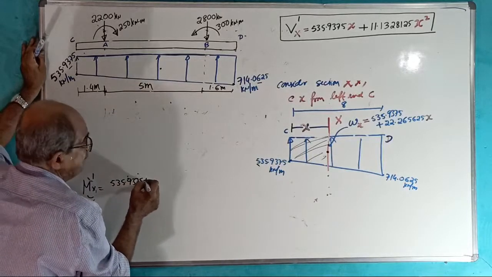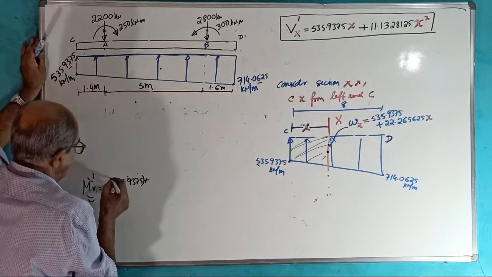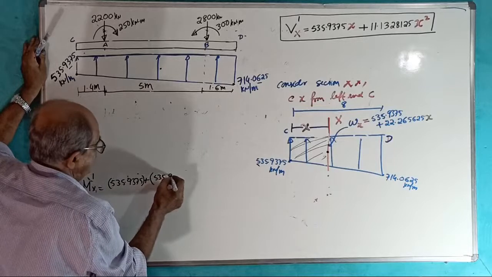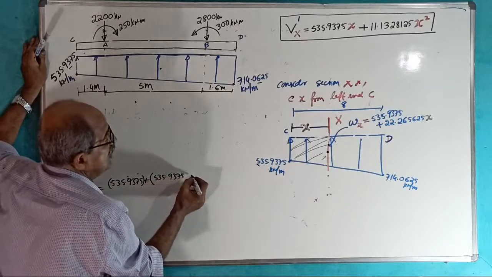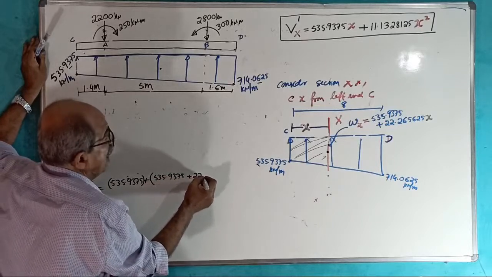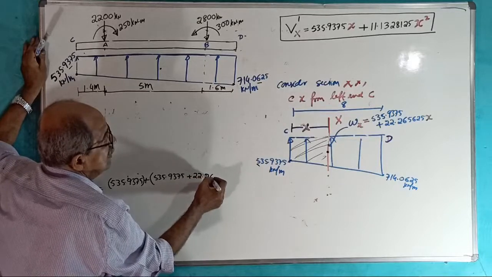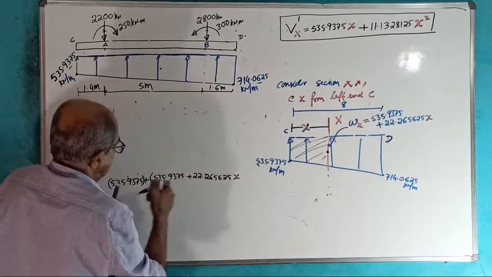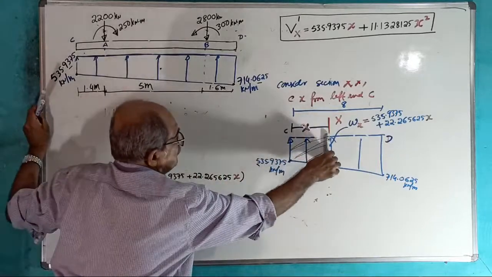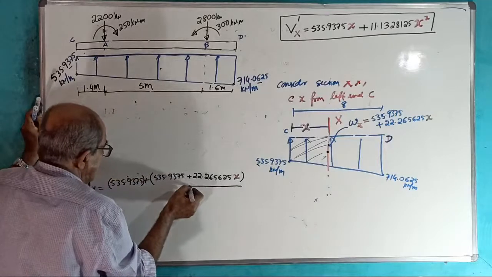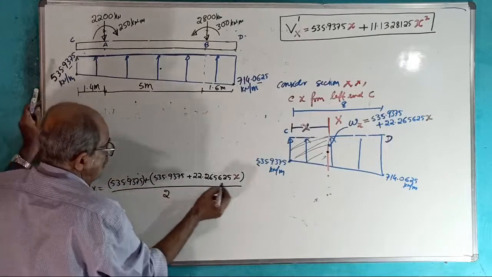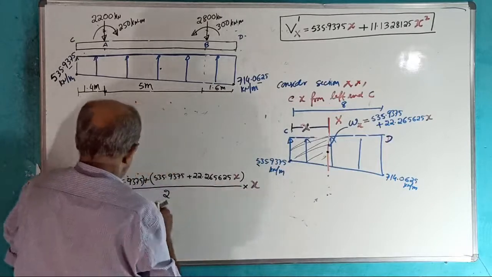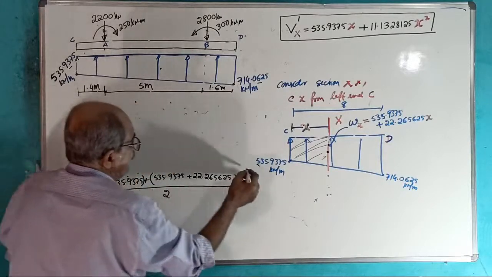535.9375 plus what? In the bracket, plus another 535.9375 plus 22.265625 times x. That means what? Sum of the two ordinates divided by 2, multiplied by what? x. This will give what? Tell me.